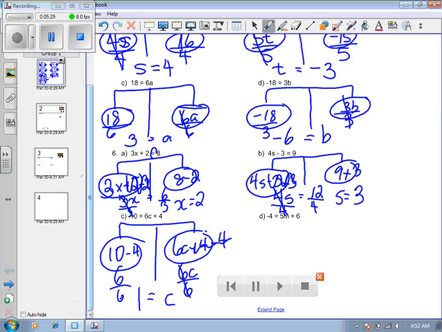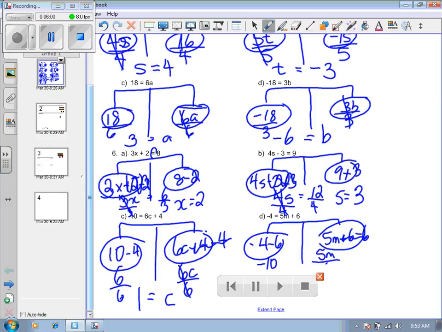Paying attention? Next one, we have a scale again. We have negative 4 on this side. We have 5m plus 6 on this side. First step is to get rid of the plus 6, so the opposite would be subtract 6. Whatever I do to one side, I have to do to the other. Negative 4 and negative 6 leaves me at negative 10. Way to go, Kane. These guys cancel out. This is 5m. Now I have to divide this side by 5. Whatever I do to one side, I have to do to the other side. So these guys cancel out, leaving me with m equals negative 2.